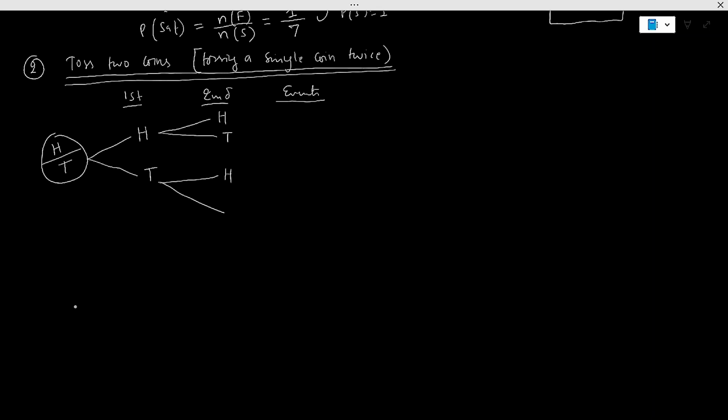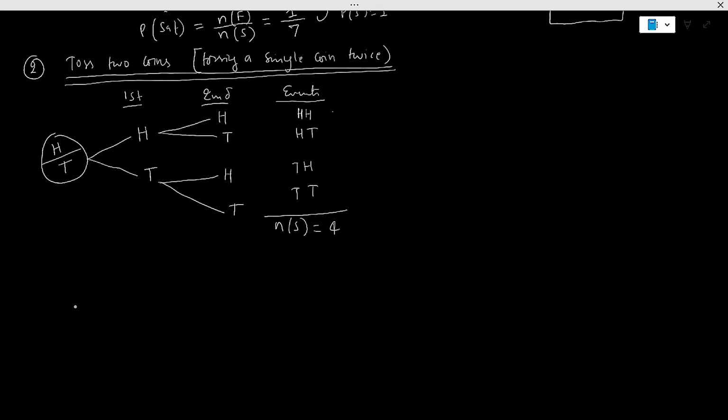We get either head or tail, so the combination of these events gives the final outcomes. We either get head head, or head tail, or tail head, or tail tail. So these are all the possible events. The cardinal number of the sample space is 4.